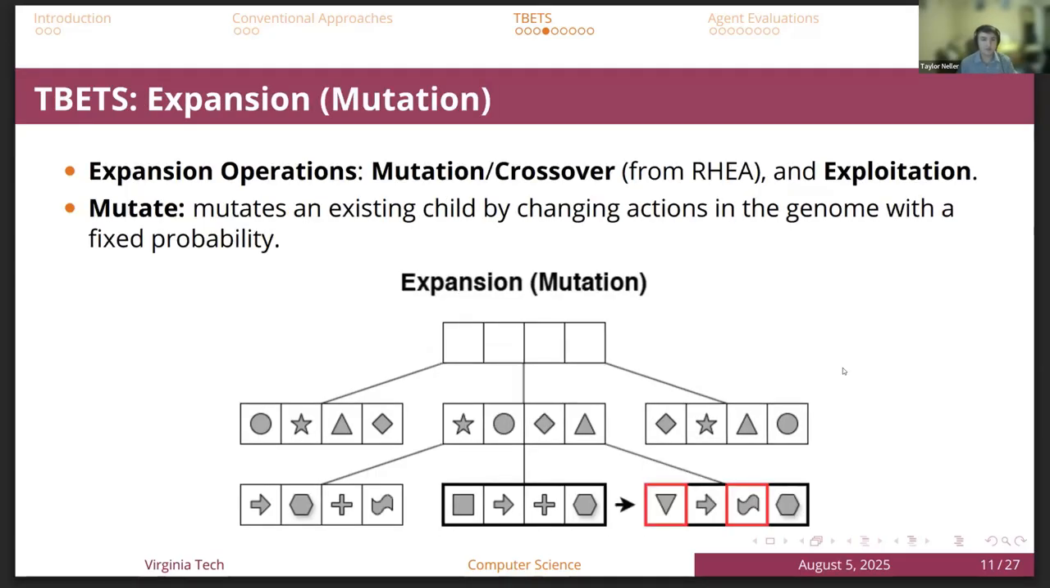For the expansion phase, if we select a node that has children, we apply evolutionary operators with a fixed probability. So for the mutation operation, this is selecting one child of the selected node, and then we apply a mutation to it. So what we do is we have a percentage chance that the actions in the sequence will be modified, and then we create this modified action sequence, repair it if necessary, and then make it into a new child of the selected node.